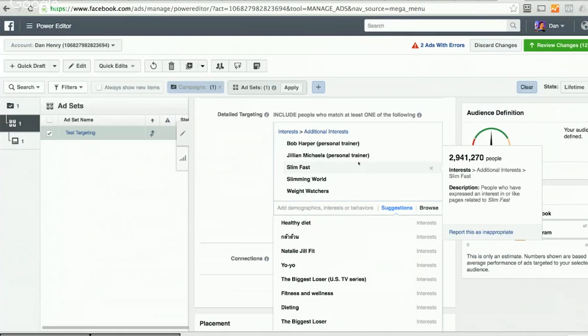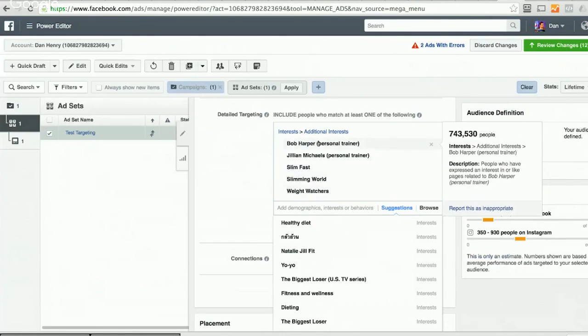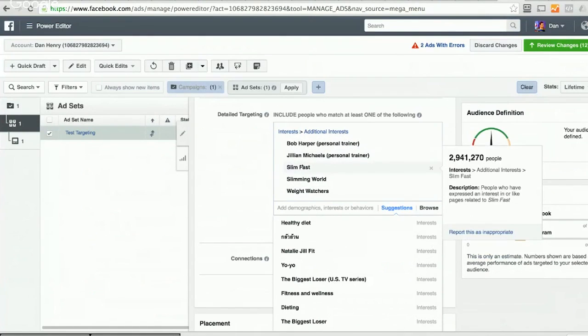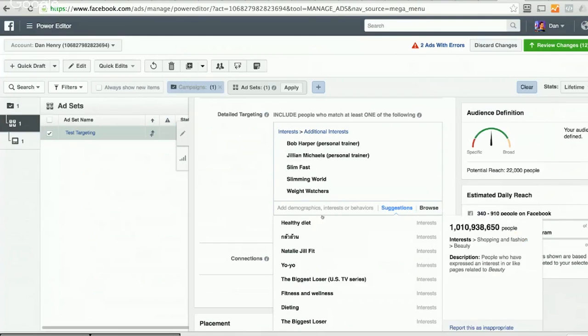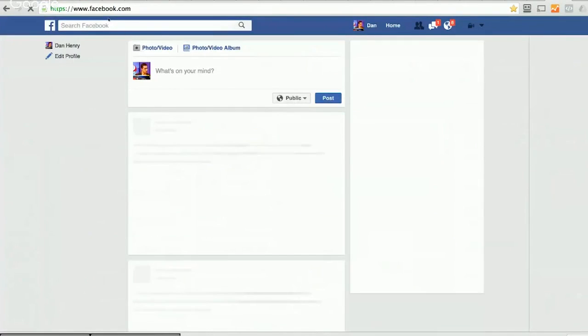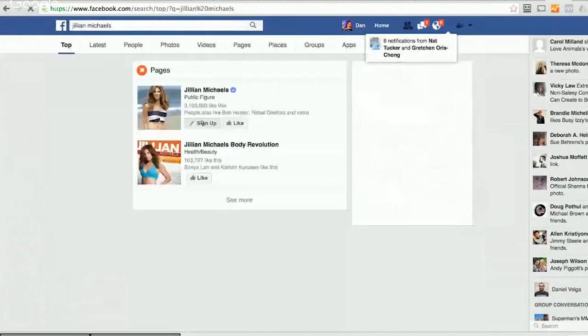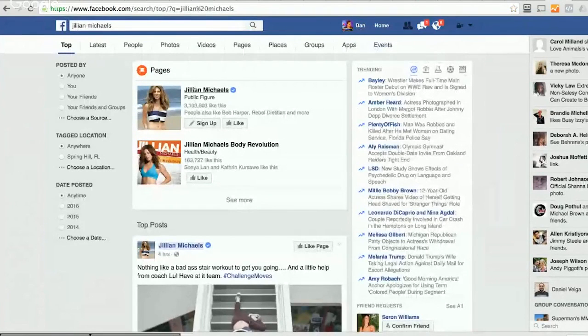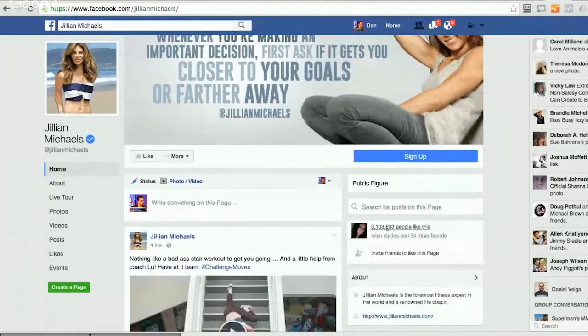And I know it says that, but from my experience, if it's somebody popular like this, most likely they have liked this actual page. Okay. And if you go to Facebook and type in Jillian Michaels, okay, there she is. So I'm gonna click on Jillian Michaels, and we have 3.1 million people that like it.